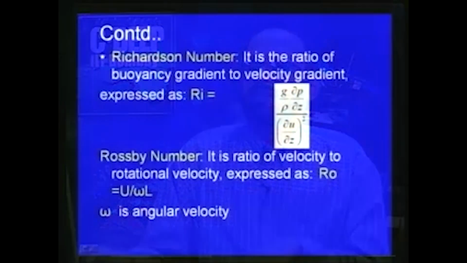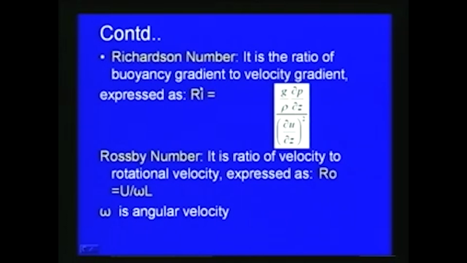The Richardson number is the ratio of buoyancy gradient to velocity gradient, and this is expressed as Ri is equal to g by rho del rho by del z divided by (del u by del z) all squared. So, this is the Richardson number, and another important number is called the Rossby number.